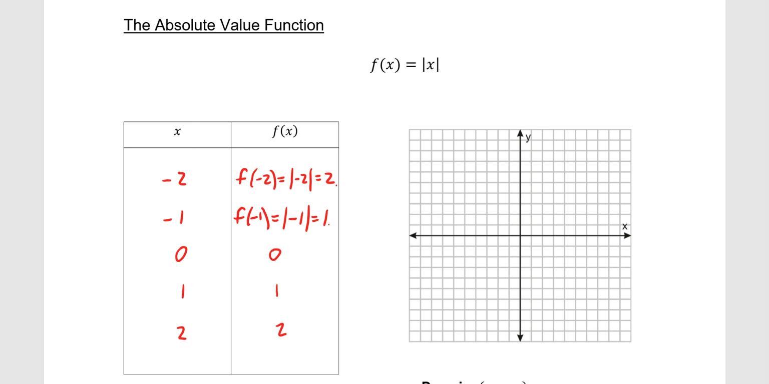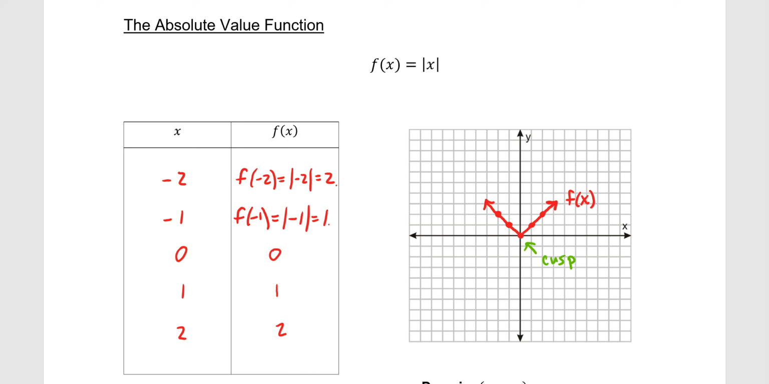So plotting these as xy coordinates, we have negative 2, comma 2, negative 1, comma 1, 0, comma 0, 1, comma 1, and 2, comma 2. And we would end up getting this V shape. So it's essentially composed of two linear functions here. So this point right here is not a vertex. The vertex was for the parabola. This is a sharp turn. This is a sharp corner, rather.